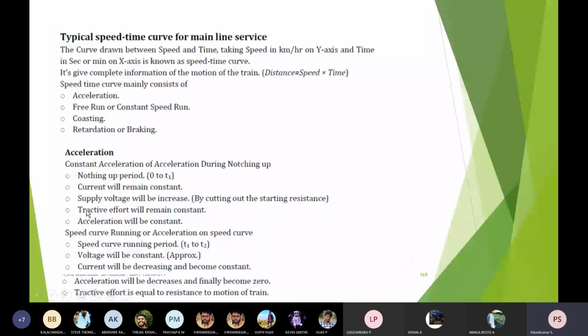Because the voltage is increasing, the rotational speed of the motor will keep on increasing. The current will be constant, the tractive effort will be constant, and because the supply voltage is increasing, it will try to accelerate to a higher speed. The acceleration will be constant.